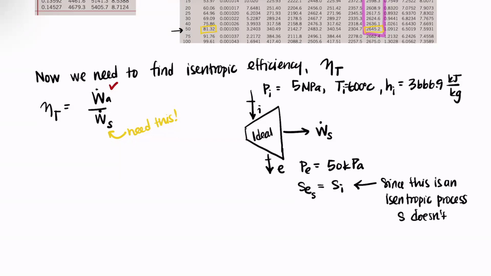So isentropic means entropy stays the same. Whatever our entropy is at the inlet, it's going to be the same at the outlet. And so we're going to use pressure and entropy to figure out the enthalpy at the exit. Does this make sense? First things first, if we want to find entropy at the exit, we need to find entropy at the inlet and say that they're the same. So let's find SI.